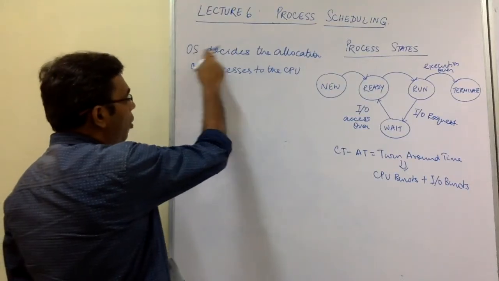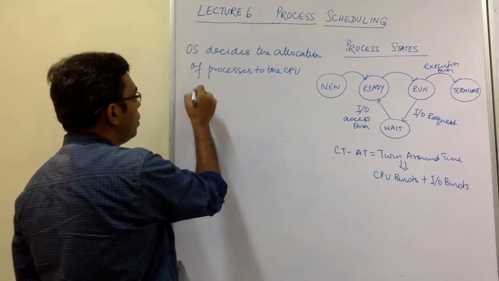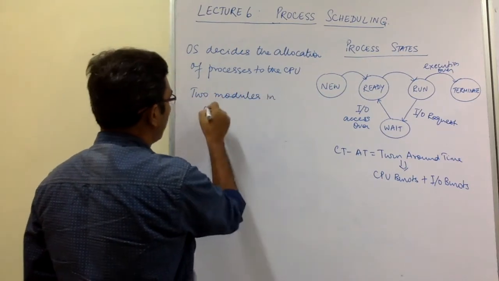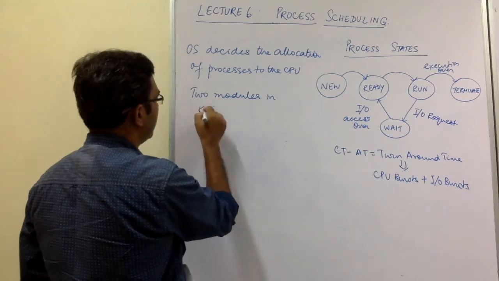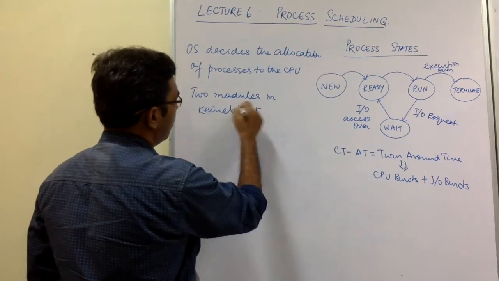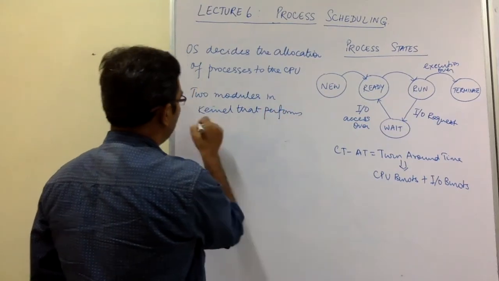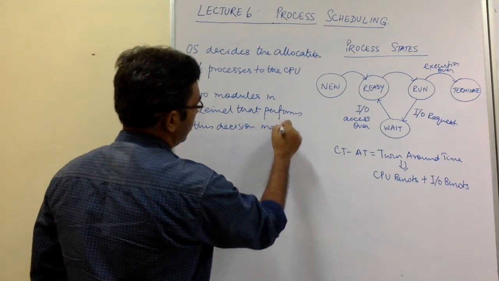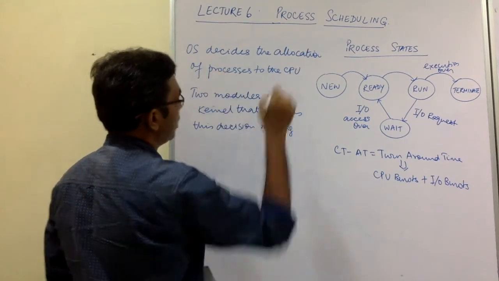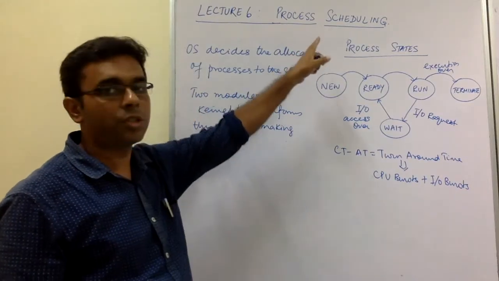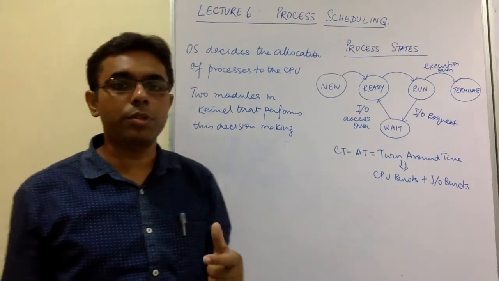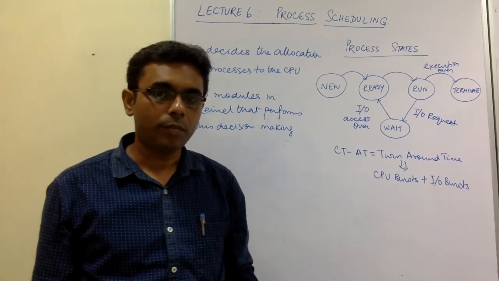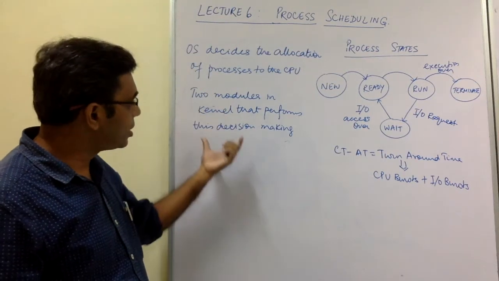Now, in order to do this job, there are two modules in the OS, or I should say the kernel, that perform this decision making. So this decision making process that we are talking about is what is called process scheduling. That is deciding which process to run next when one of the processes goes into a wait state. What are the two modules that perform this?